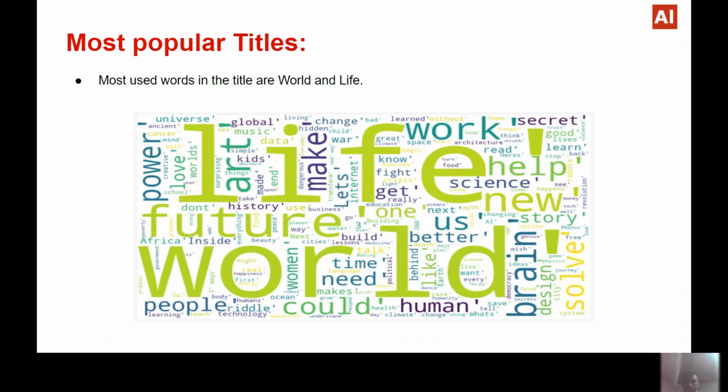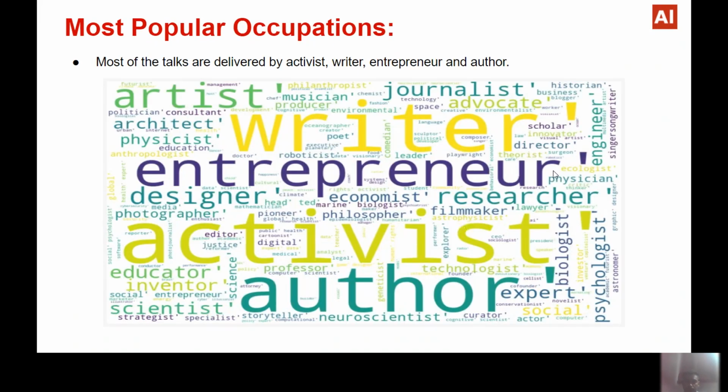For visualizing occupations, here we come to know about entrepreneur, activist, and author. These are the occupations which are present highest in numbers. So we can say our speakers are from backgrounds like writer, entrepreneur, activist, and author. We can give more focus on these occupations.